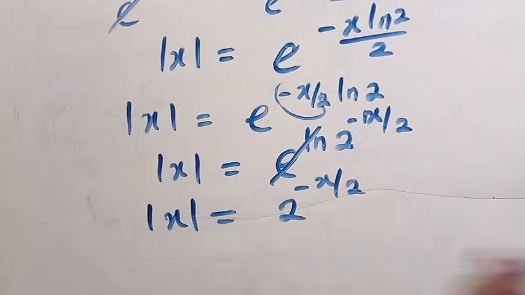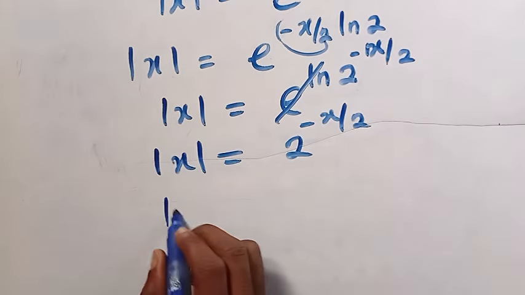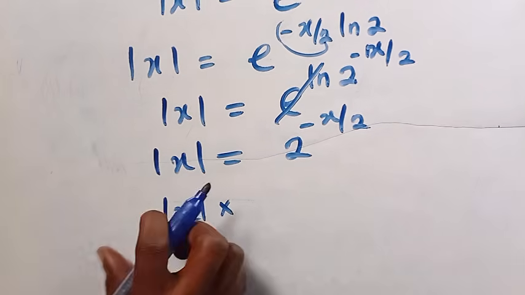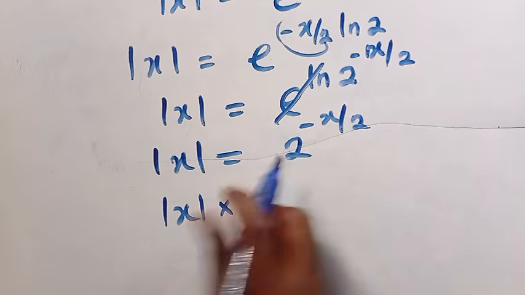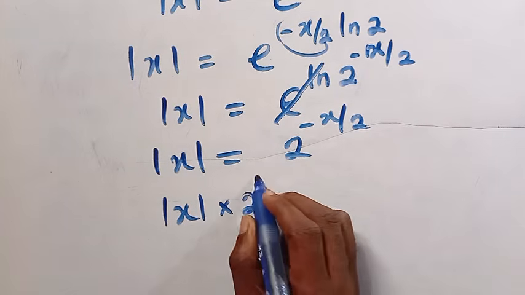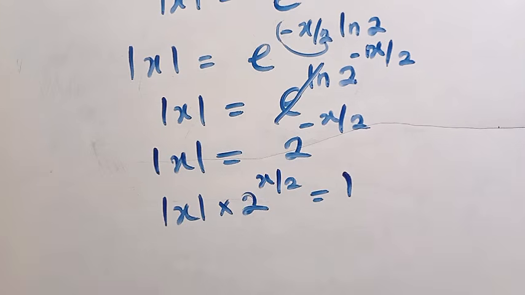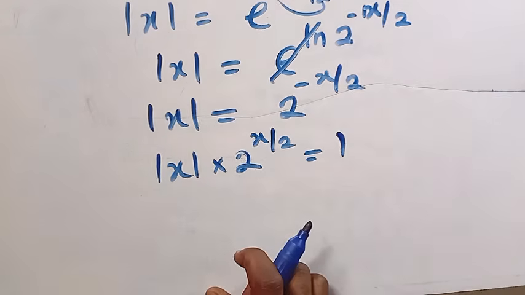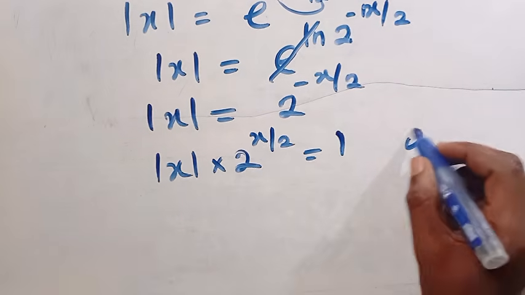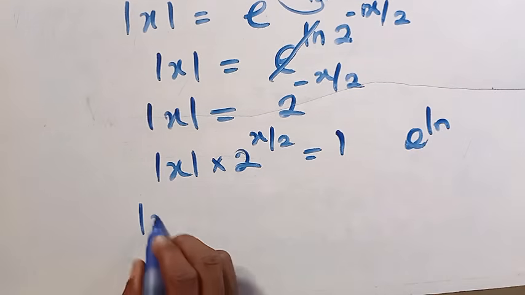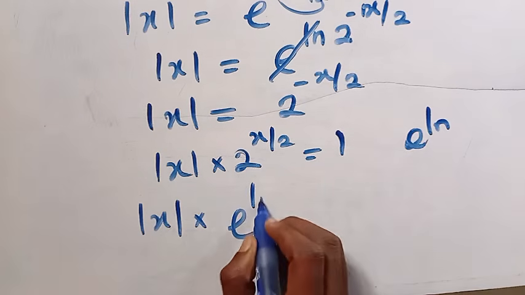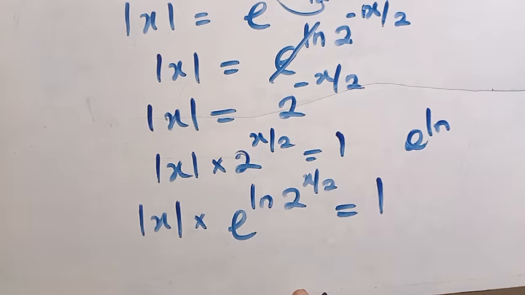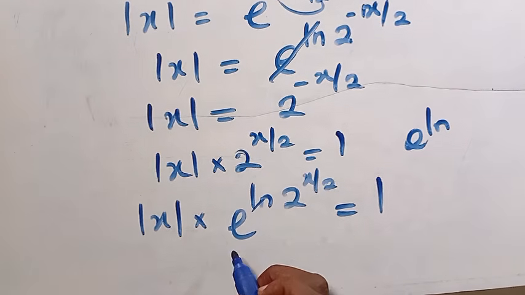If I multiply both sides by the whole of this, we are going to have |x| multiplied by 2 raised to the power of x over 2, everything equals 1. Since this is what we get, I want to manipulate it here. If I introduce exponent and ln to these two, we have |x| multiplied by e raised to the power of ln 2 raised to the power x over 2, everything equals 1. Because this cancels, we still have what we have here.